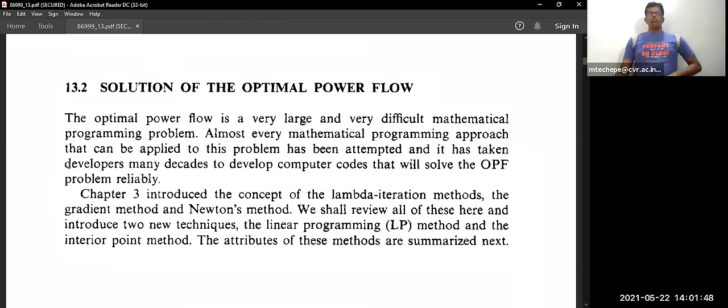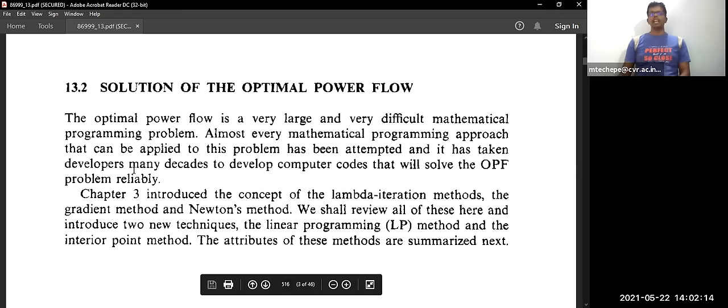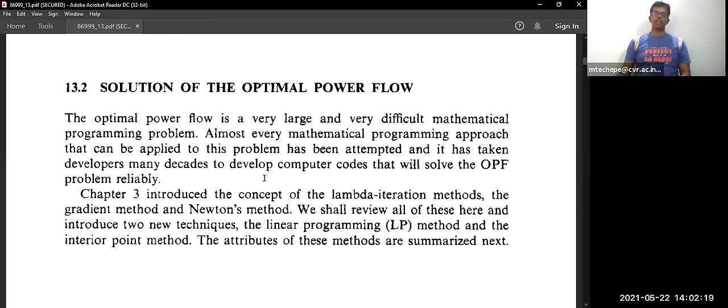Almost every mathematical programming approach can be applied to this problem, from a simple Newton's method to Lagrange's method and other optimization techniques. Many solution techniques have been applied to this problem, and even so, it has taken developers many decades to develop the computer codes for this optimal power flow problem reliably.